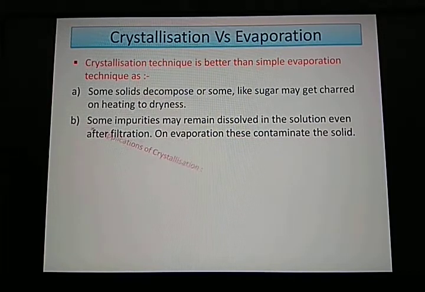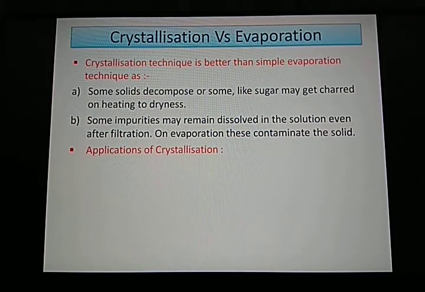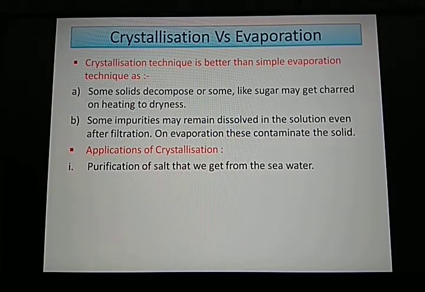Now let us see some of the applications of crystallization. So where is this crystallization process used? Just now we have seen how we can get back the pure solid form of any substance through crystallization. That is one application. The first application is purification of salt that we get from seawater. Now we know that we get salt from seawater through the process of evaporation. But with evaporation, some impurities are left behind. As a result, for complete purification of that salt, we have to apply this crystallization process. Only then can we get the pure salt.